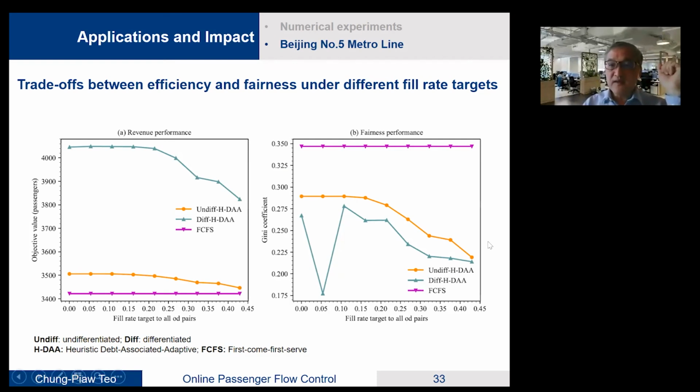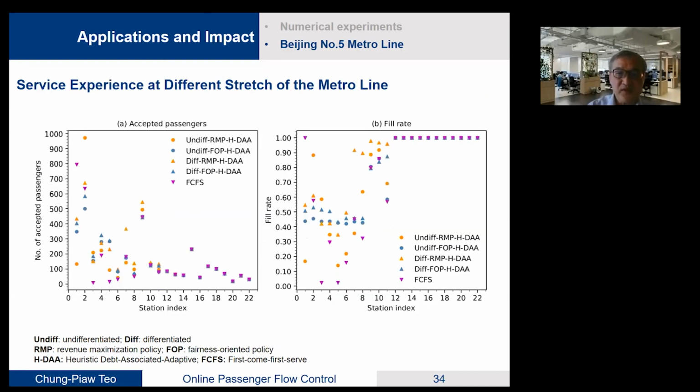And the objective values, you can see the clear dominance, and even the Gini coefficients. In terms of fairness, we use Gini coefficients to measure whether the service delivery is fair to the passengers. And you can see that first come first serve is dominated. So apparently the Beijing government was using first come first serve to do this kind of gate control at that point in time. So this study basically showed that the more sophisticated kind of admission control can be solved and put to good use.